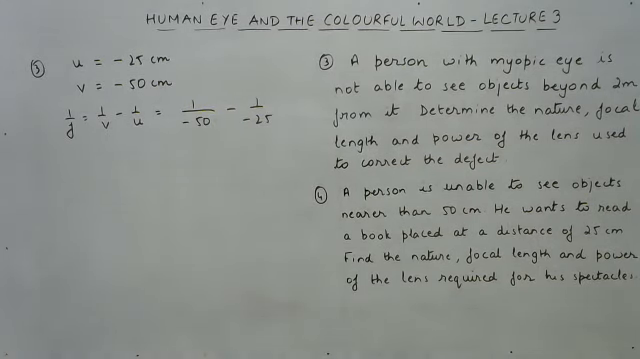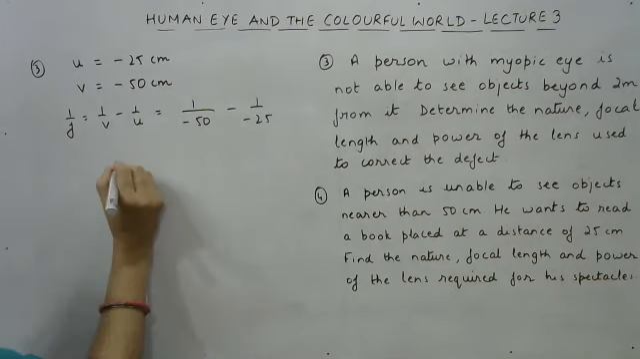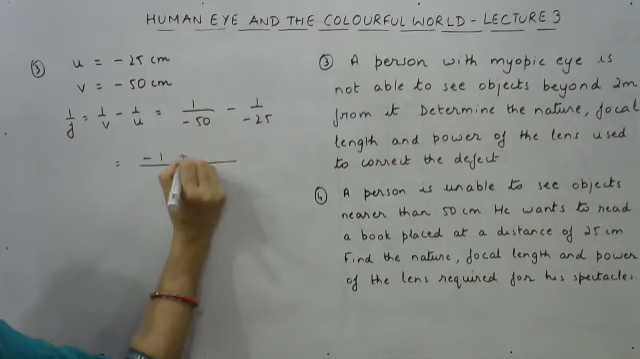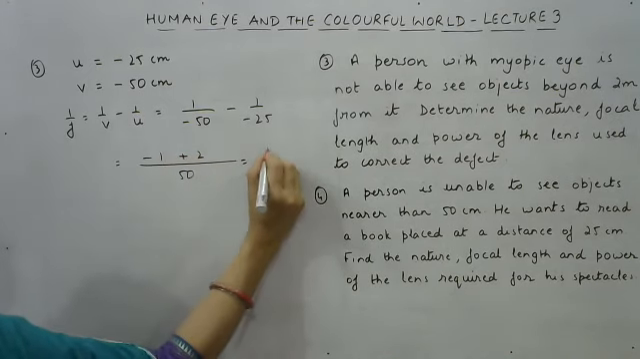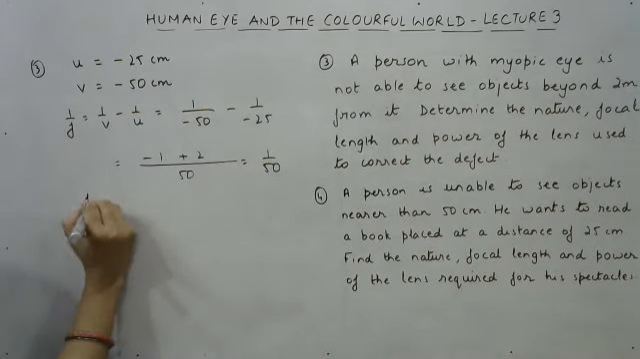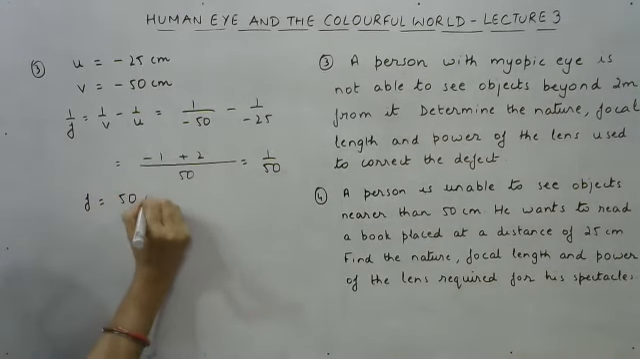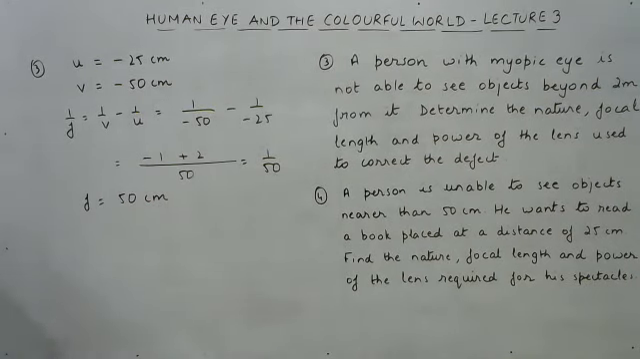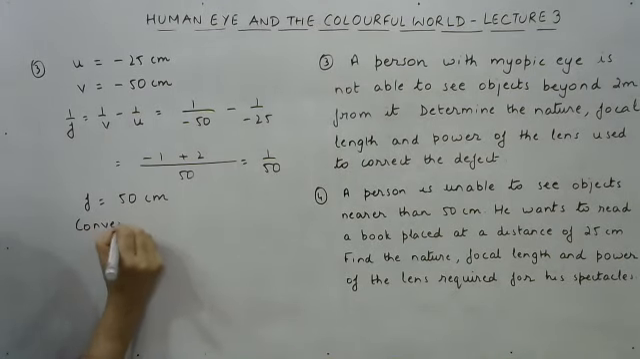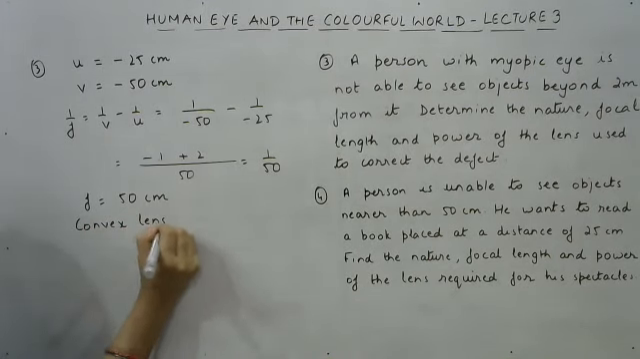We will simplify this. So our LCM comes to be 50. This is minus 1 plus 2, that is 1 by 50. And from here, we get our focal length as plus 50 centimeters. So what will be the nature of the lens here? It is going to be a convex lens because a convex lens has a positive focal length.